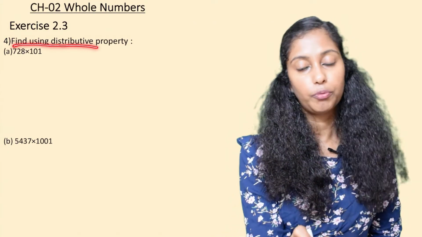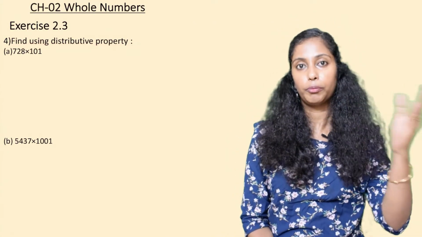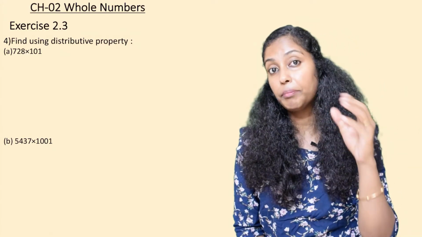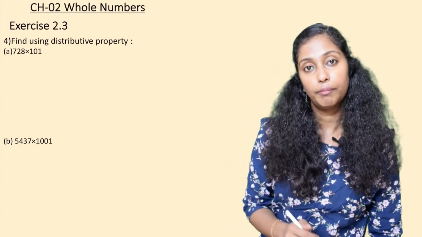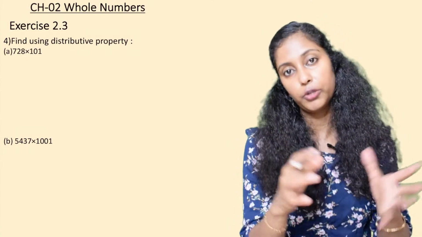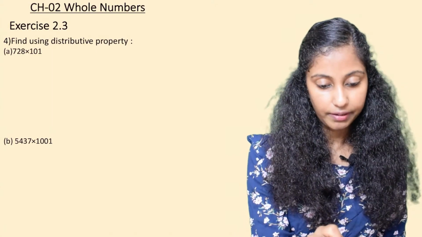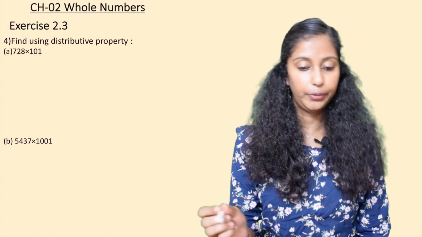Find using distributive property. So we have done distributive property over addition, and we have also used formulas or certain patterns to solve the sums by distributive property. We will make use of both in this exercise. So here they have given 728 multiplied by 101.